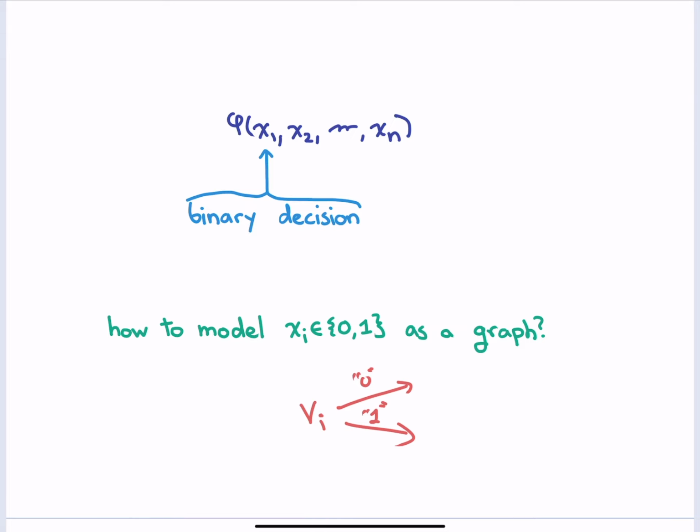Okay, so let's say I have a clause x1 or x2 or something. So I'll make a vertex corresponding to the clause, and then edges corresponding to the variables.